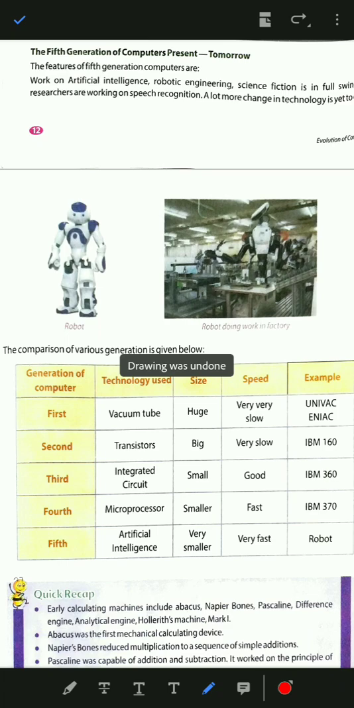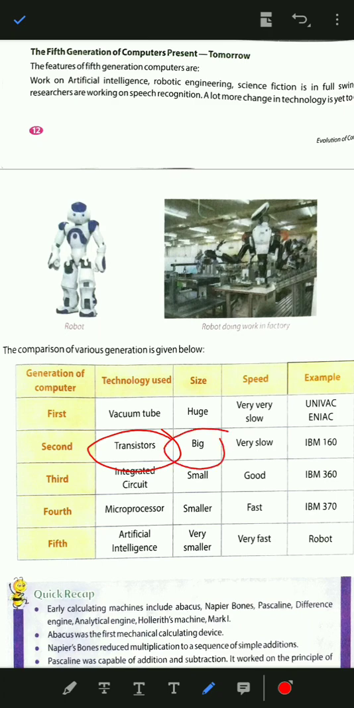Next comes second generation computers. In these computers, transistors were used. The size was big and the speed was slow. It is faster than the first generation computers; here the speed is only slow, and in first generation computers the speed is very slow. And the example of second generation is IBM 160.